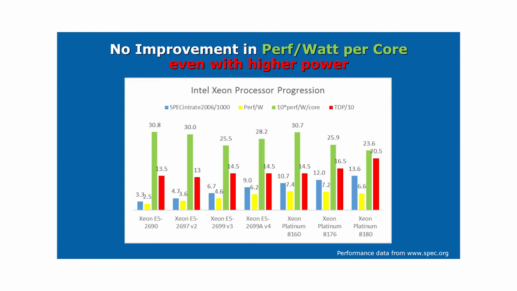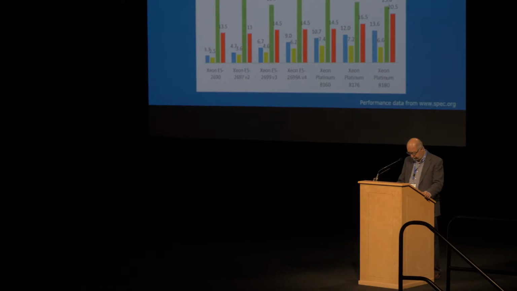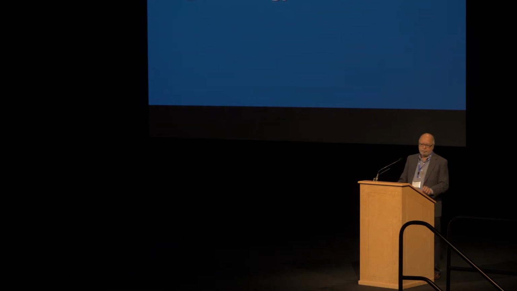Now notice that the green bar, which is the performance per watt per core, even with higher power, going from the Sandy Bridge from 2012 to last year's Skylake, you can see that actually the performance per watt per core is coming down, okay? So there's a problem here. So what do we do? We have to now think about more energy-efficient cores, and that's what I've spent the last 5 years of my life at Qualcomm, trying to get cores that are more energy efficient.